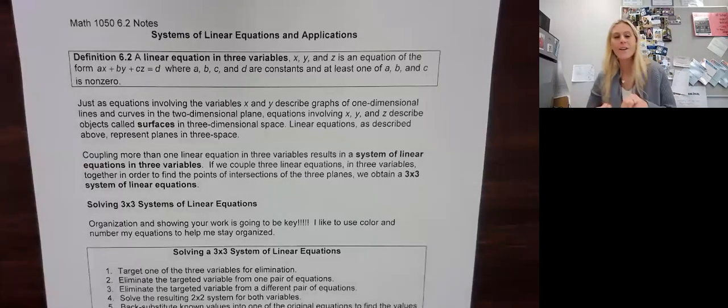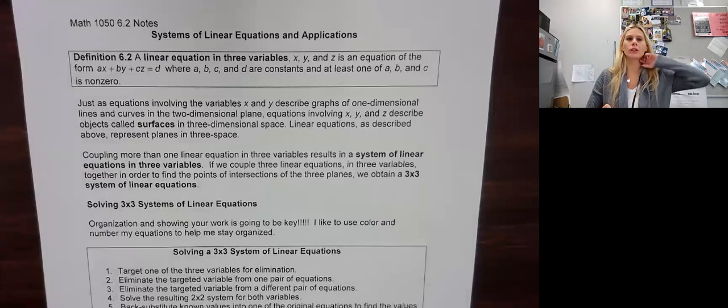Hey everybody. Today we are going to solve some systems of linear equations and do some applications with that. Specifically, what's different from 6.1 is that we're going to focus on three variables. So we have ax plus by plus cz equals d. A, B, C, and D are constants, and at least one of them is non-zero. So let's talk in general about what we might see when it comes to this.